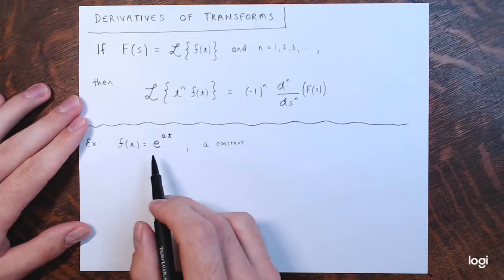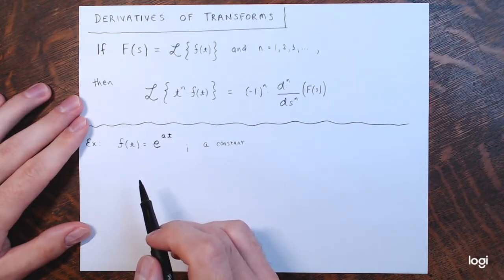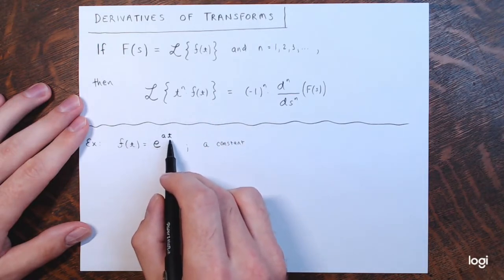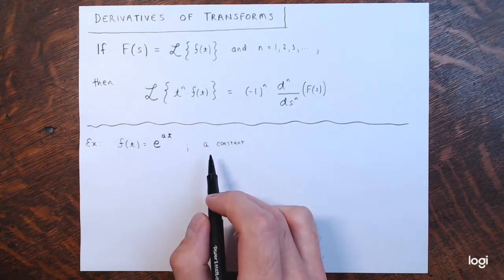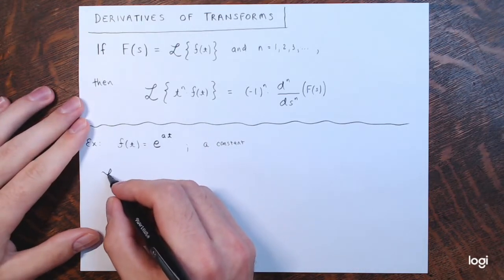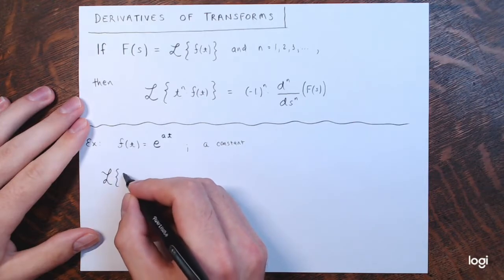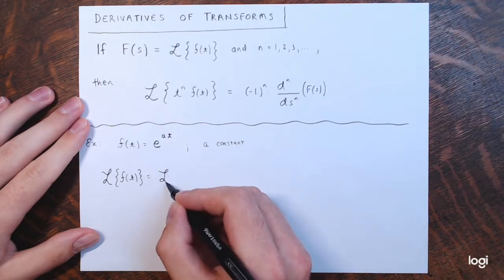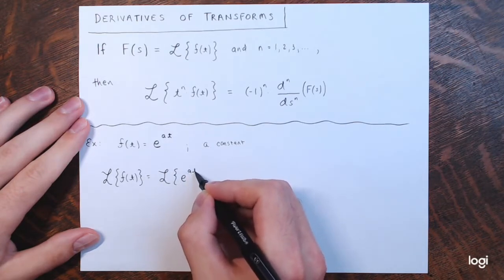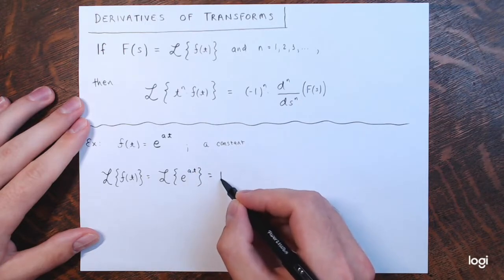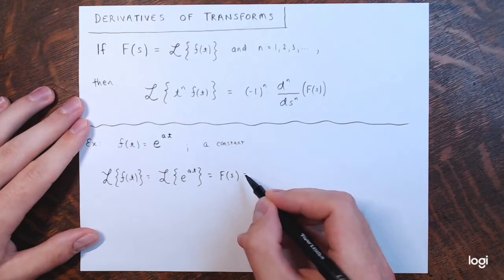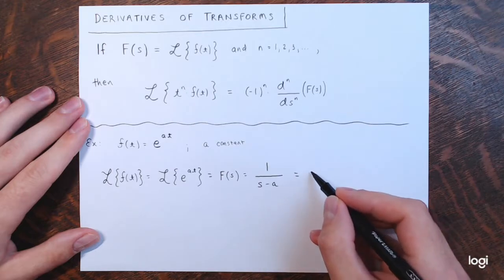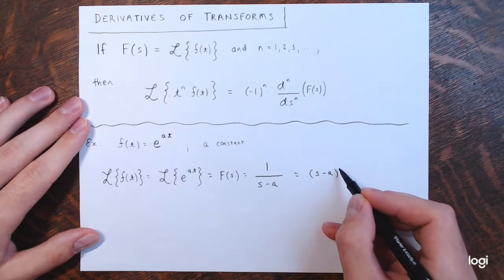So for instance, I have just a few examples here with some basic functions. Suppose little f was some exponential function e to the at, where a is some constant. Hopefully you recall that the Laplace transform of e to the at, which is going to be my capital F of s, was 1 over s minus a. Or you could also think of this as s minus a to the negative first power.